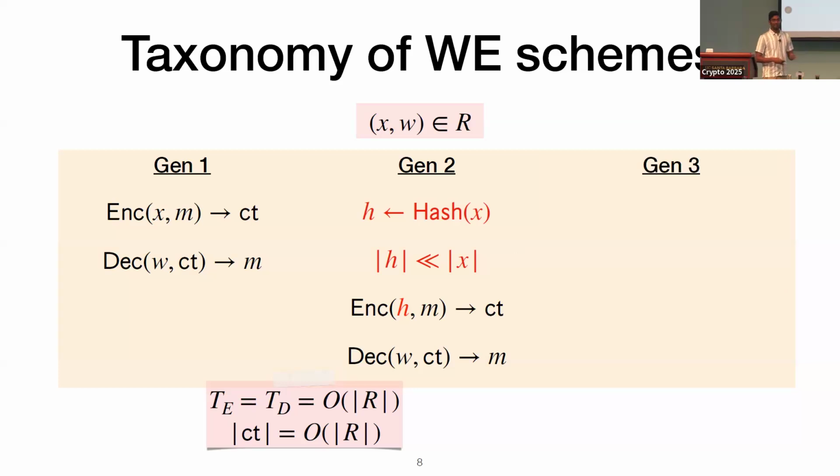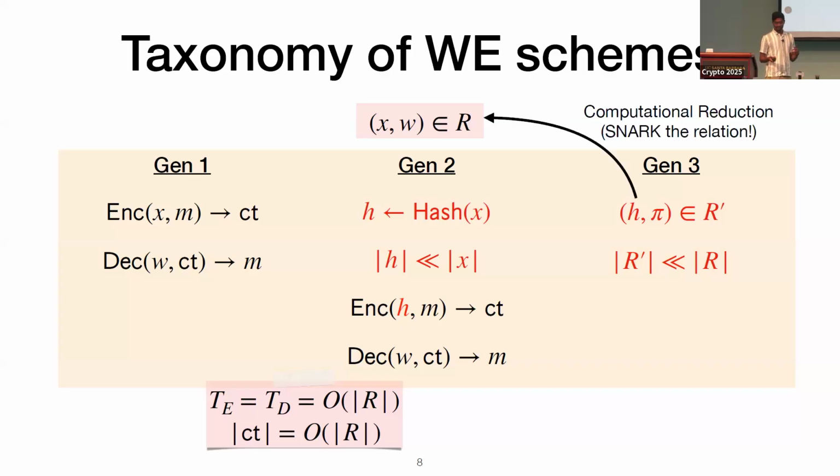In the third generation, something even more interesting starts to happen: rather than encrypting to the relation R, we encrypt to a completely different relation R prime. This relation R prime is much smaller than R, and you show that there exists a computational reduction from R prime to R. The way to interpret this is to think of applying a SNARK to the relation R. This gives you a SNARK verifier, and doing the verification of the SNARK is much more efficient than checking that the relation is satisfied. Then you build a witness encryption for the SNARK's verifier. So R prime is the SNARK verifier relation, and R is the original relation.